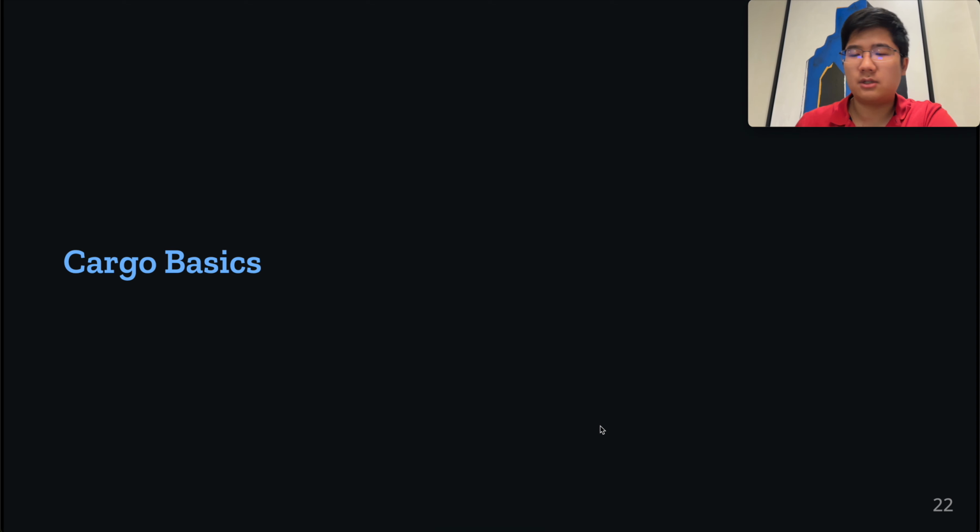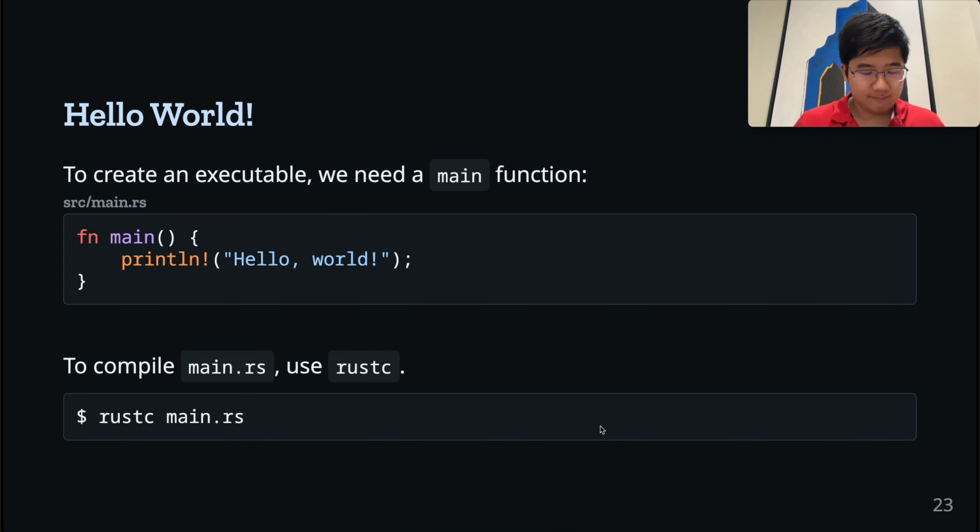All right, so let's continue with Cargo basics. To create an executable or something that we need to run, we need a main function. So we define a main function with fn main, as seen right here. And if we want to print something like hello world, we use this thing, println with a bang.